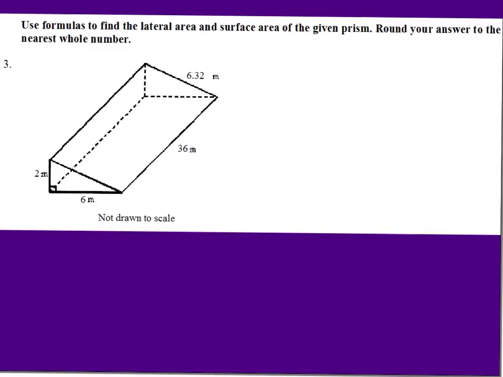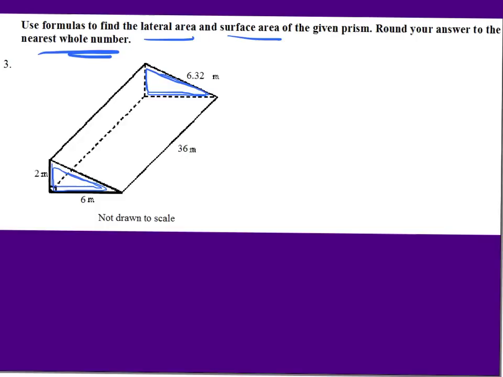In this problem we're asked to do the same thing. We need to find the lateral area and the surface area of the given prism, rounding to the nearest whole number. So same idea, except here I don't just have a box, which is a rectangular prism. I have a different prism, and it's really important to note here that your bases are these two triangles. Your bases are not rectangles in this case, they're triangles. So when I do this problem, that's going to change it just the slightest bit.